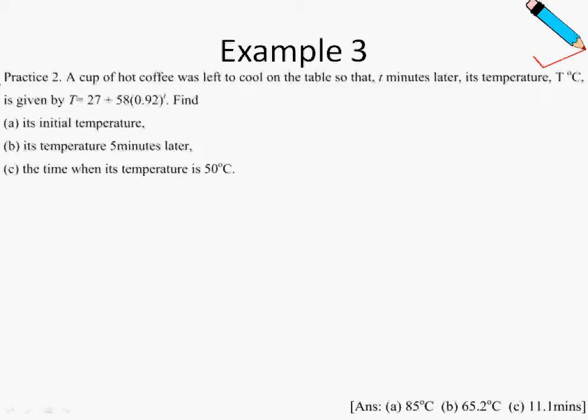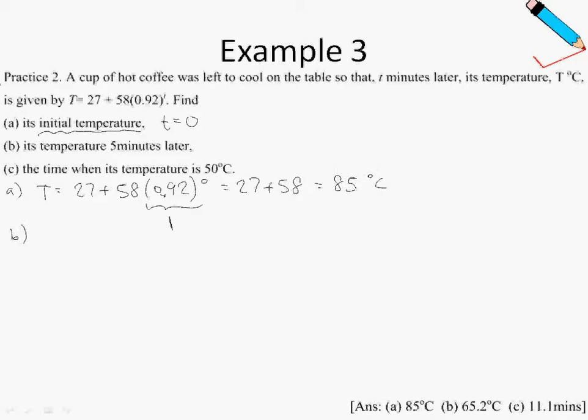In this example, we have a cup of hot coffee left to cool on the table, so that t minutes later its temperature is T degrees Celsius, given by this function that you see over here. Find the initial temperature. For part A, take note that initial temperature simply implies that we want to find the temperature when time is 0. So when time is 0, T will be 27 plus 58 times 0.92 to the power of 0. Anything to the power of 0 is just 1, so this will be 27 plus 58, which is just 85 degrees Celsius. That should be manageable.